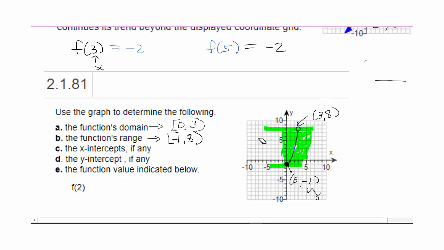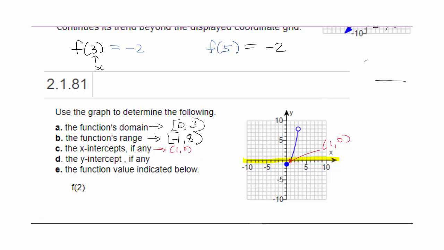Now let's find the x-intercepts, if any. We look across the x-axis and see if the graph intersects it, which it does. It does so at this point here, which appears to be the point 1, 0. And so our x-intercept is 1, 0. By the way, you should always have a 0 for the y-coordinate of your x-intercept and a 0 for the x-coordinate of your y-intercept.